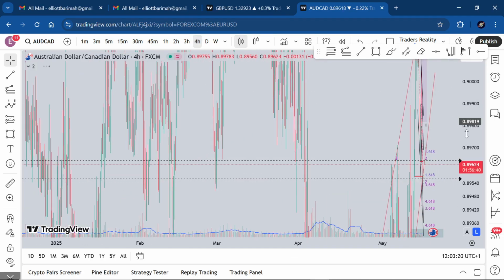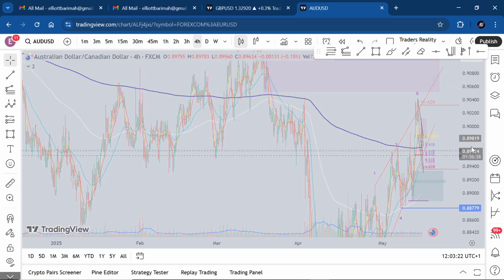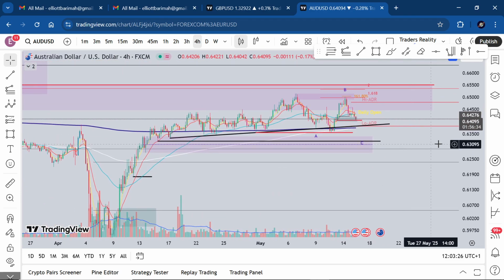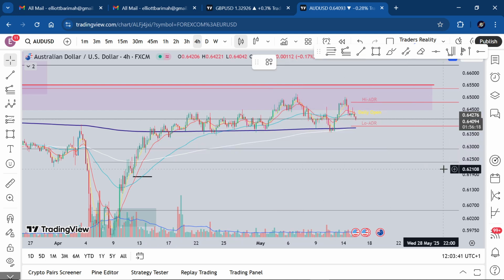Analysis for the USD major pairs. Let's get on to AUDUSD. Okay, we're on the 4-hour time frame. I know it's kind of messy. It gets like that. I'm going to remove the majority of this.